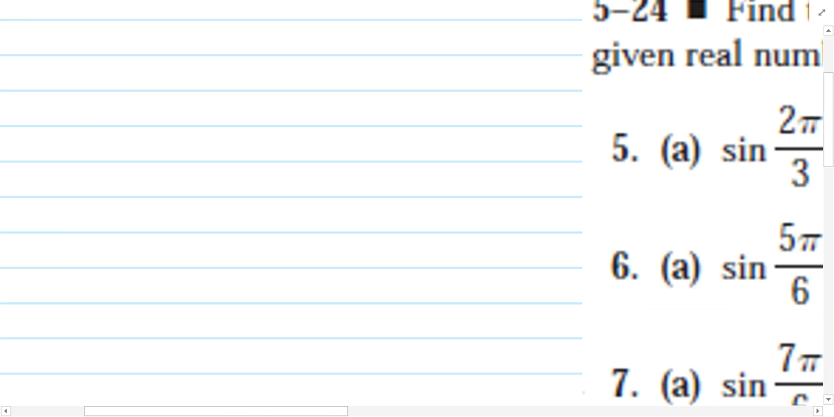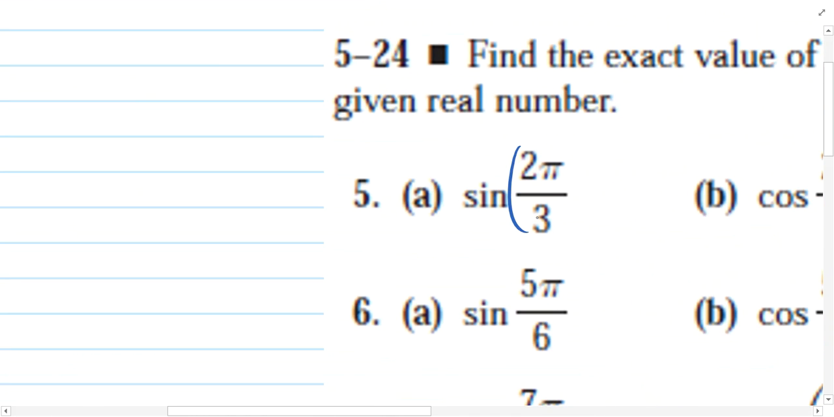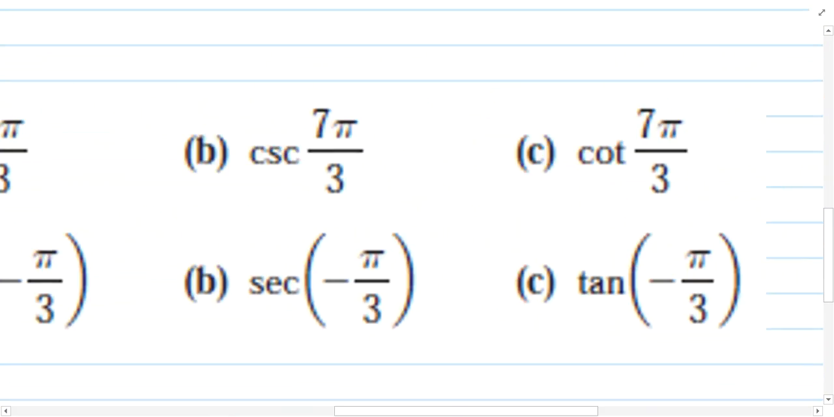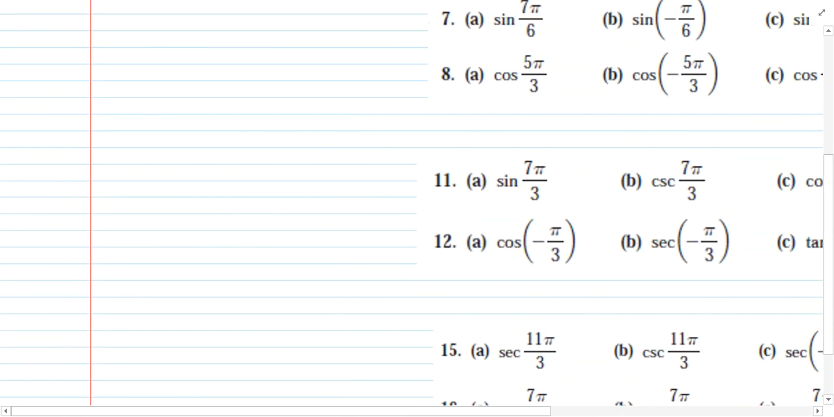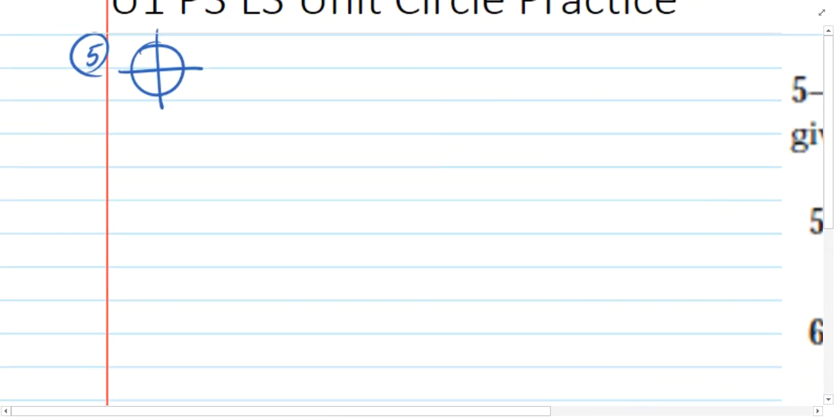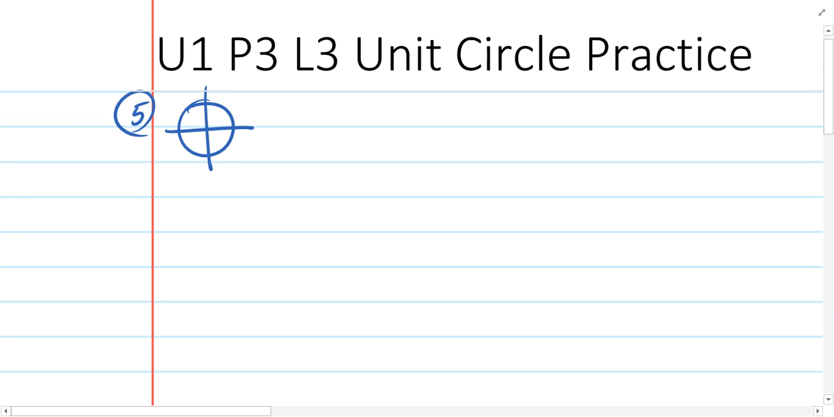For number 5 in this first block, I would first sketch a small unit circle, and then I would try to locate this position. Now, 2 pi over 3 is a radian measurement. There's no unit provided, so I assume that it's radians. If there was a unit provided, which actually I don't see in all of these examples, then it would specify degrees. But that's okay, we could use the practice.